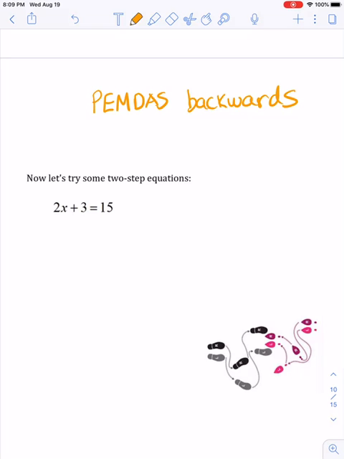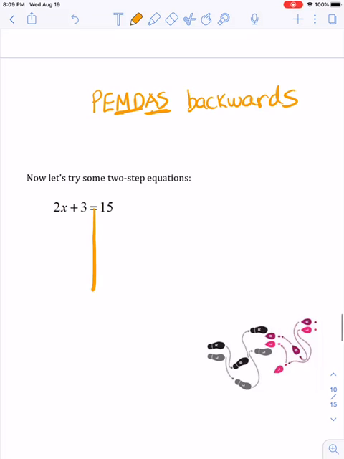PEMDAS backwards. So in other words, we have to undo the adding or subtracting that's happening first. Then we undo any multiplication or division that's happening second. Another way that I think about it is I just take my thumb and I cover up the term with the x in it. So I cover up the 2x, and I know I have to deal with that last.